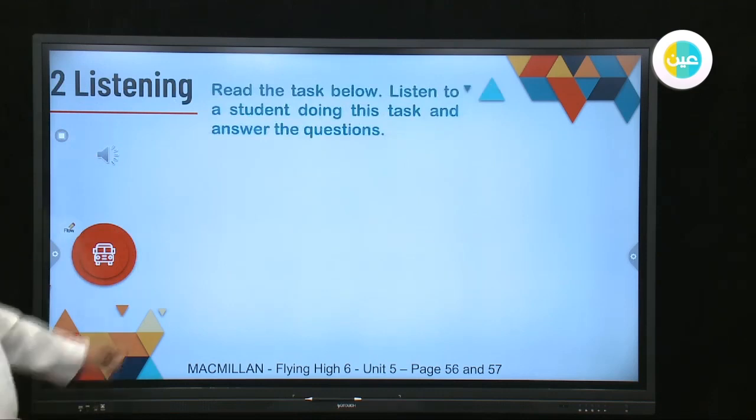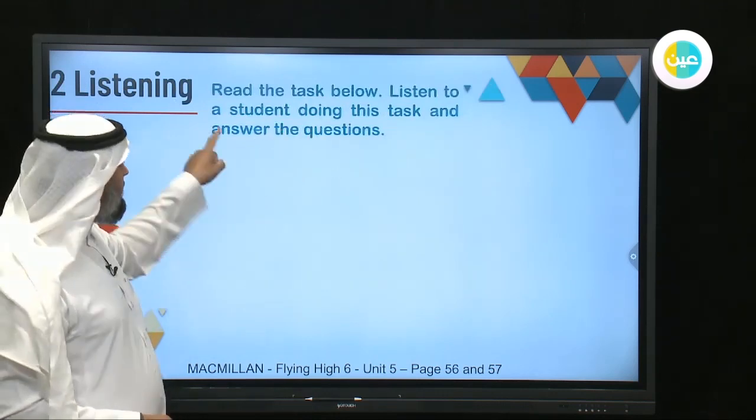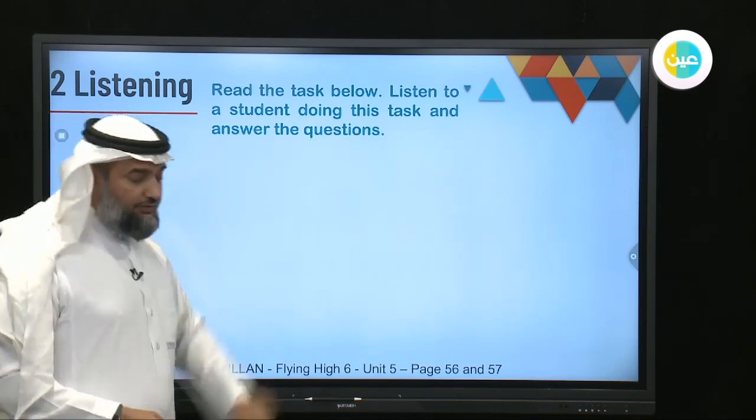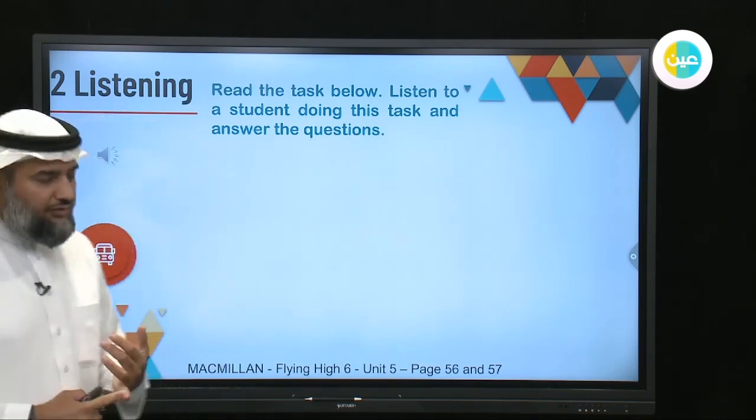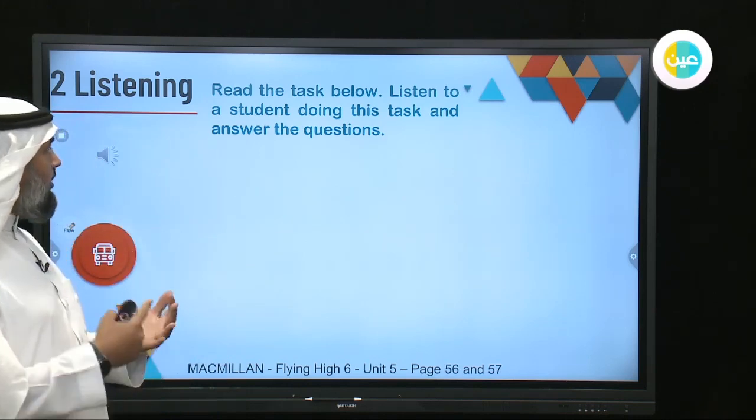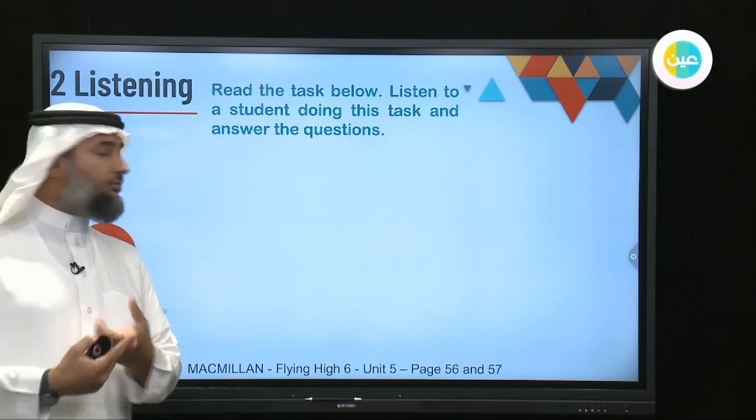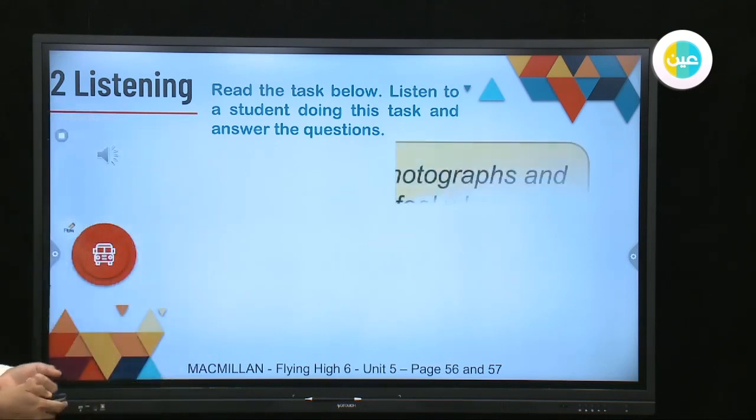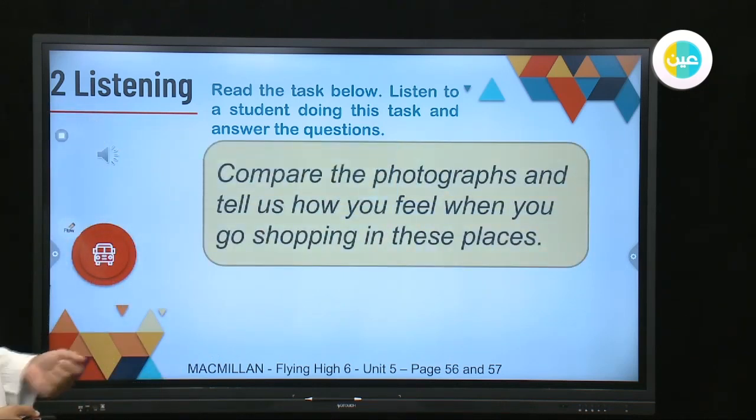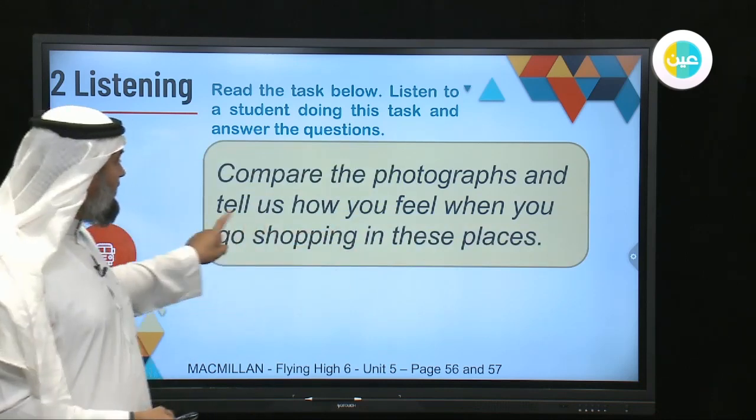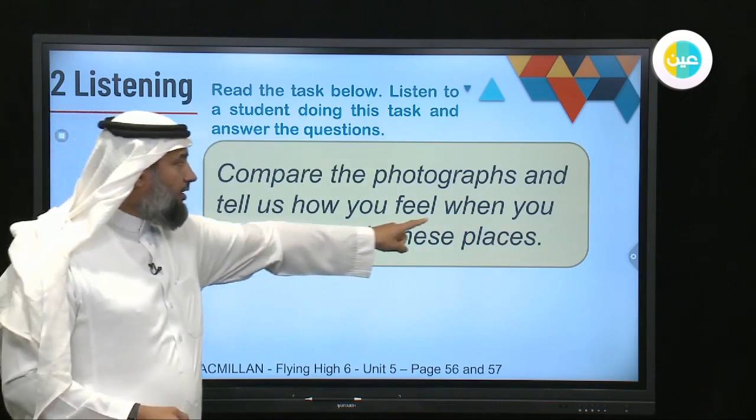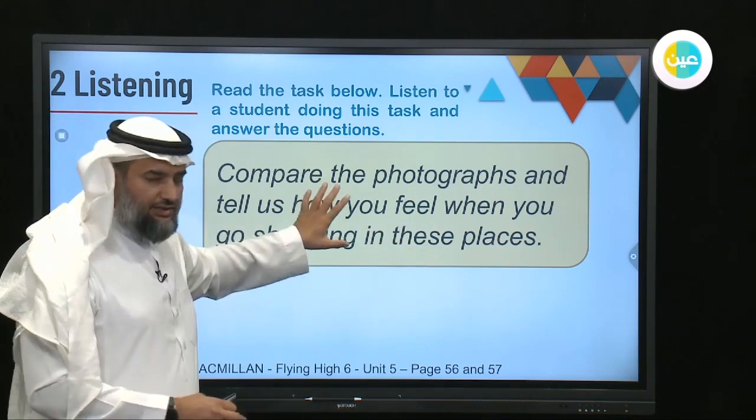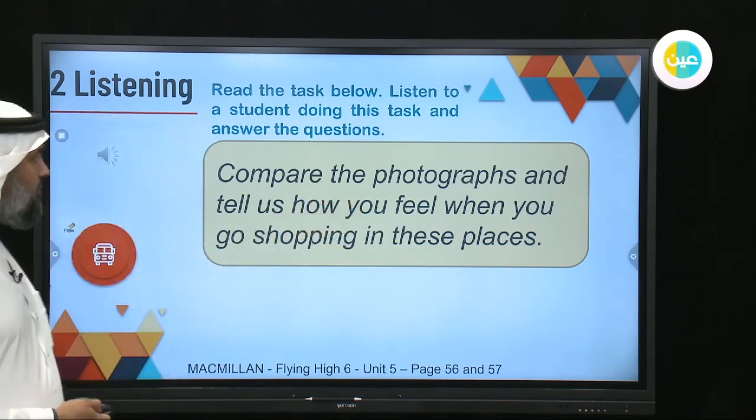Now, read the task below, listen to a student doing this task, and answer the questions. So we're going to do three things. First of all, we're going to read, then listen, then we're going to answer the questions. Okay? Now, compare the photographs and tell us how you feel when you go shopping in these places. This is the task that you are going to do.